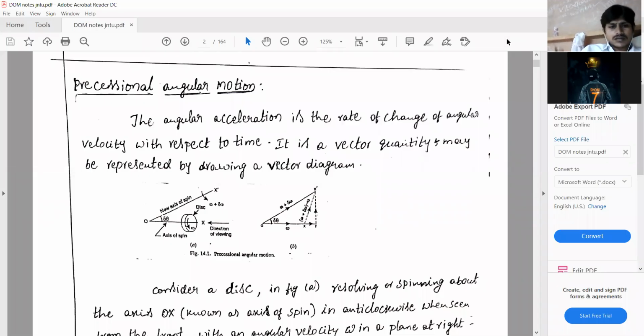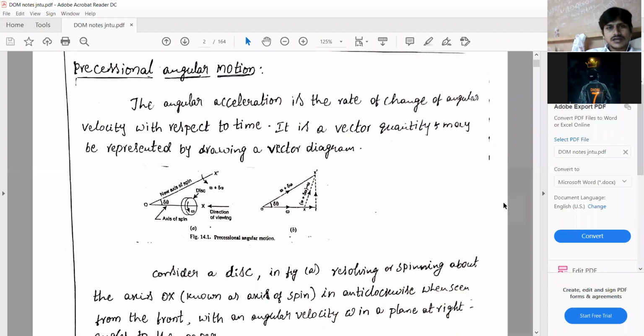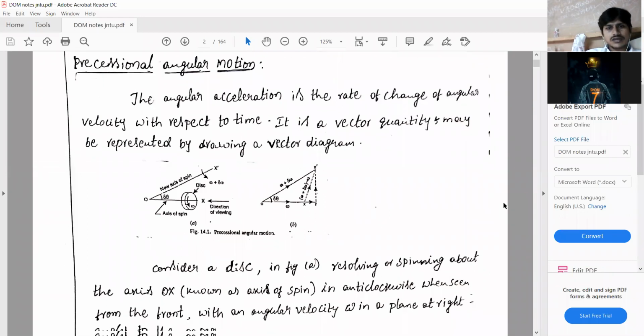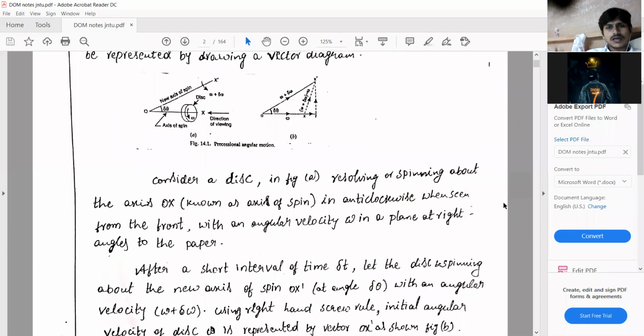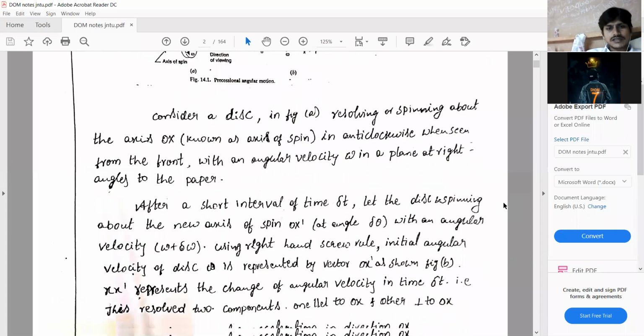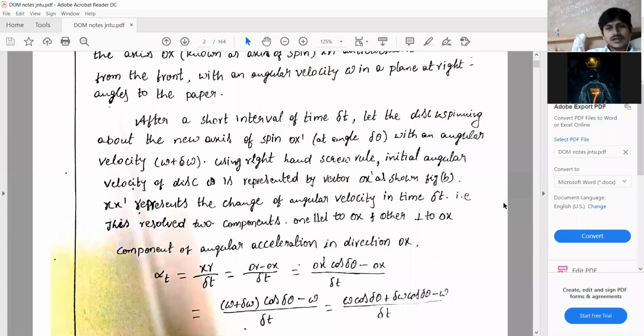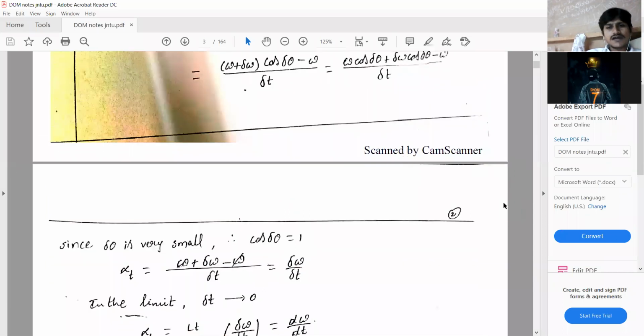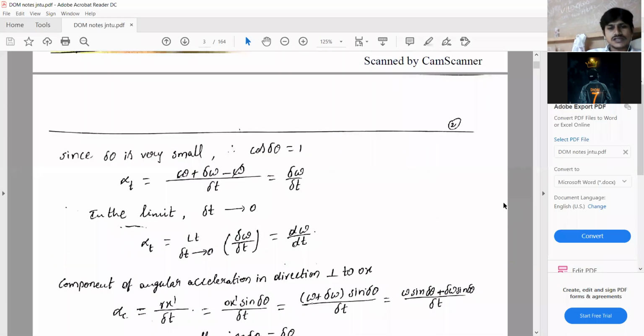Okay, what we discussed in the earlier class is precessional angular motion. So how do we derive the precessional angular motion? Already I said that with the simple formula of angular acceleration, and what components are there. How we calculated the horizontal component and vertical component with the help of a vector diagram. So already said that. In that, we may also define some definitions.